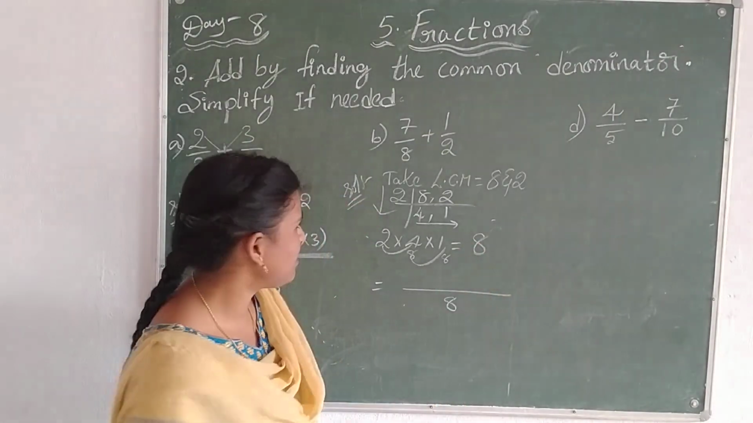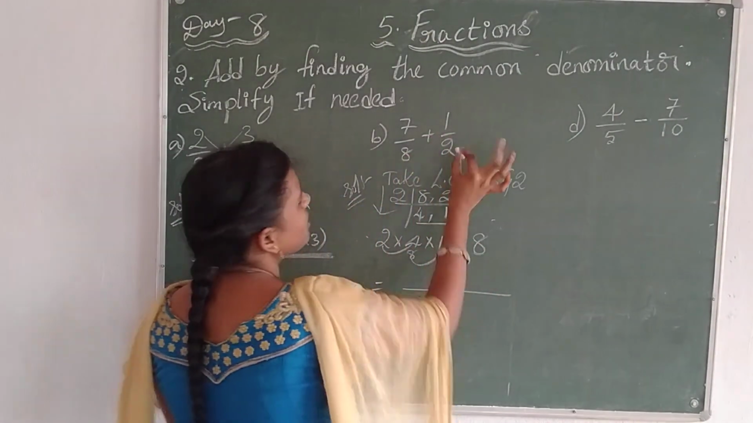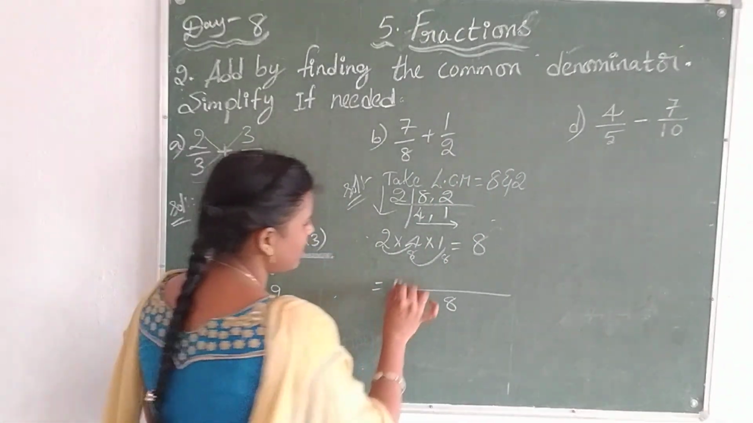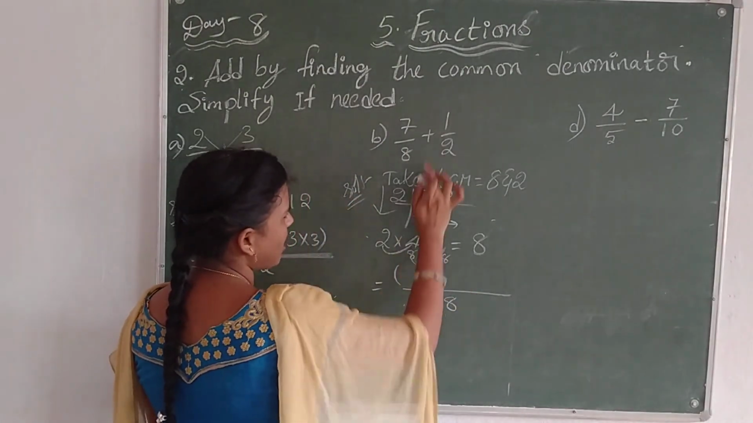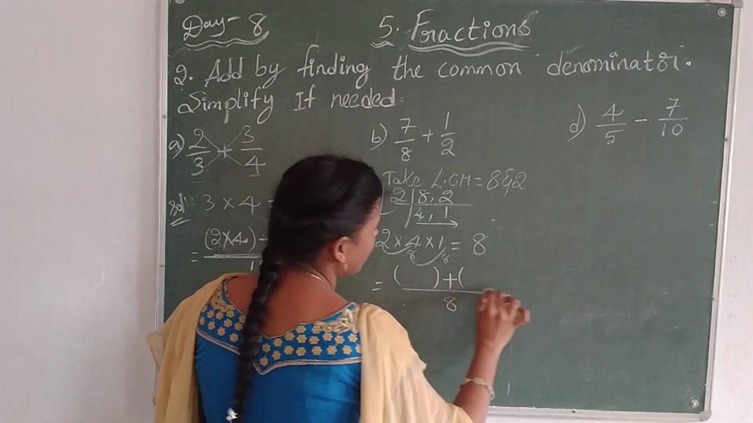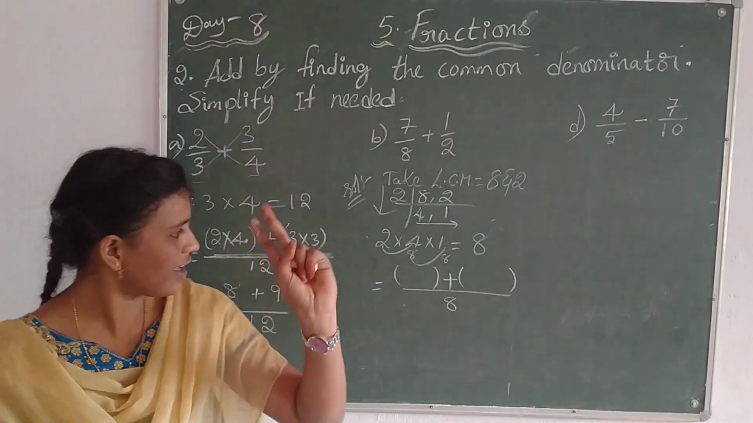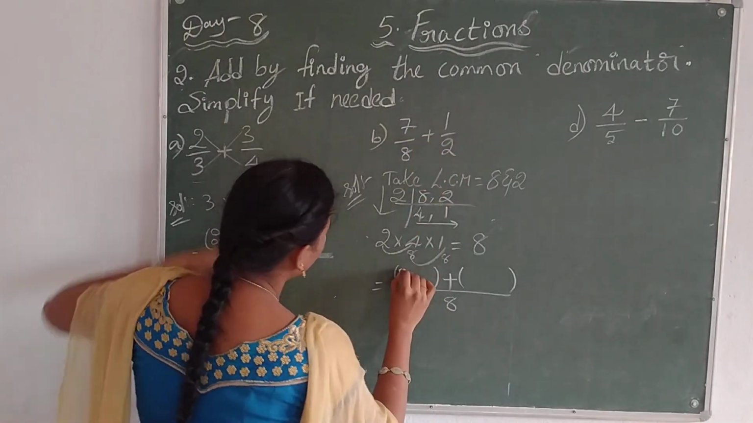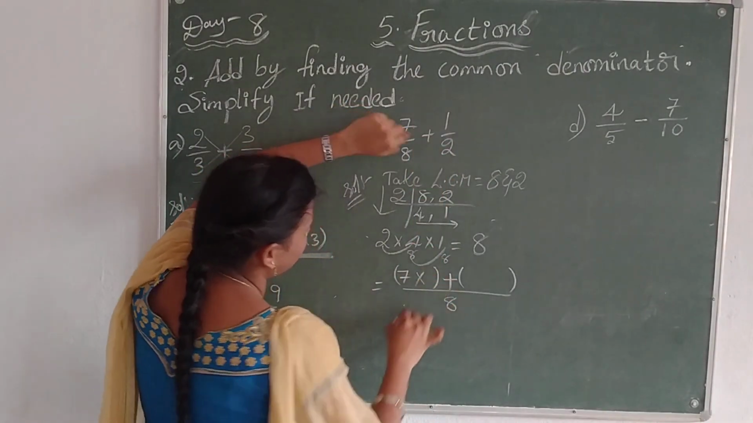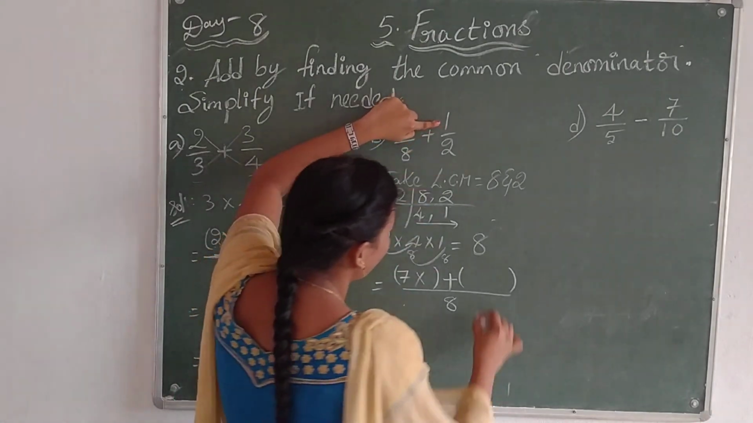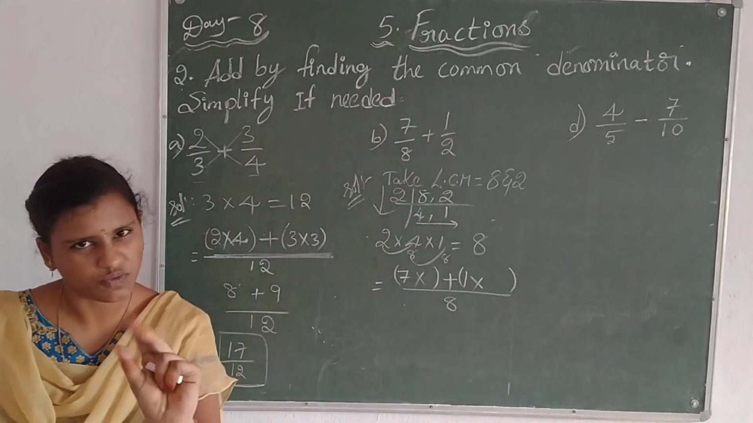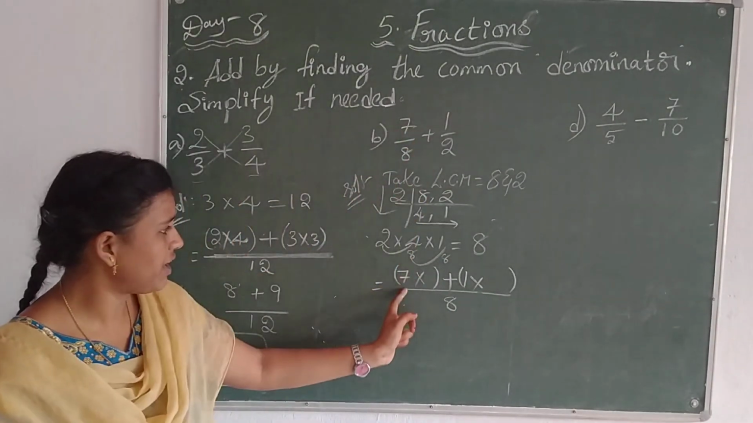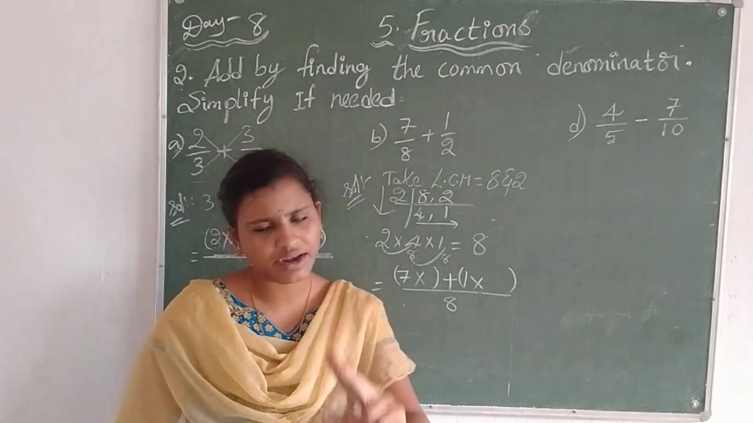Take the denominator 8. I will tell you very easily: how many fractions do we have now? 2 fractions, right? So that's why take 2 brackets. First take 1 bracket. After that put plus, and take another bracket. Write down the first fraction numerator here and put it in, and write down the second fraction numerator and put it in. This is very easy. First take out 2 brackets and write the first numerator, and here write down the second numerator.